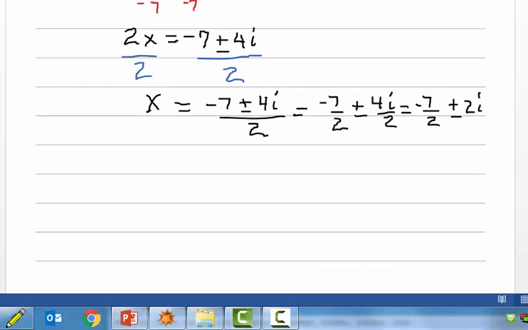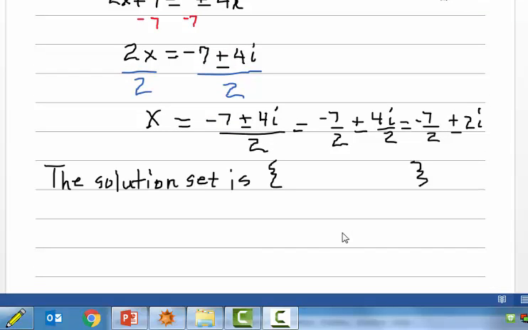So when I go to write the solution set, I'm actually writing these separately, separating them by a comma. So I have negative 7 halves minus 2i, and I also have negative 7 halves plus 2i. That is my final answer. This is what you would be entering into MyMathLab. On your exam, you would be giving me the solution set as I've done here.